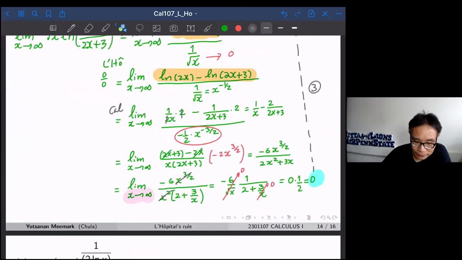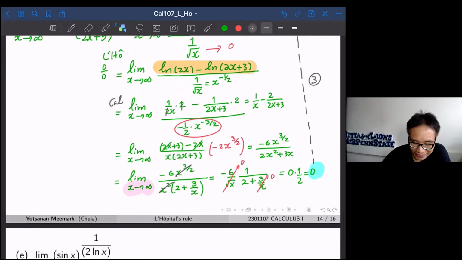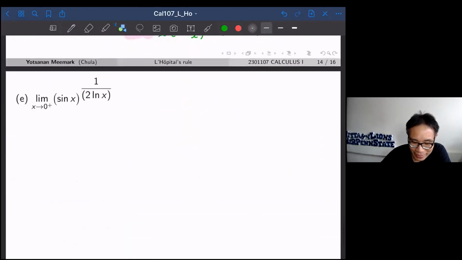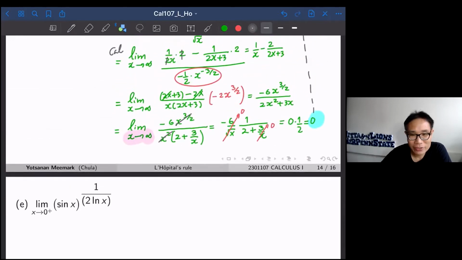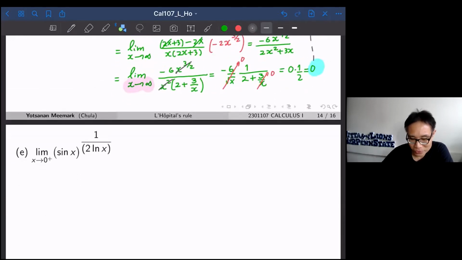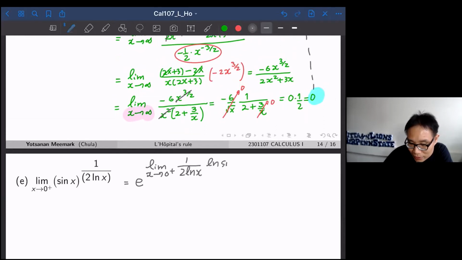The last one, okay, it's not the last one yet, so we still have 2 more. You have limit x goes to 0 from the right of sine x to the 1 over 2 log x. Okay, so this one will be e to the limit x goes to 0 from the right, and this guy will be 1 over 2 log x and log sine x.